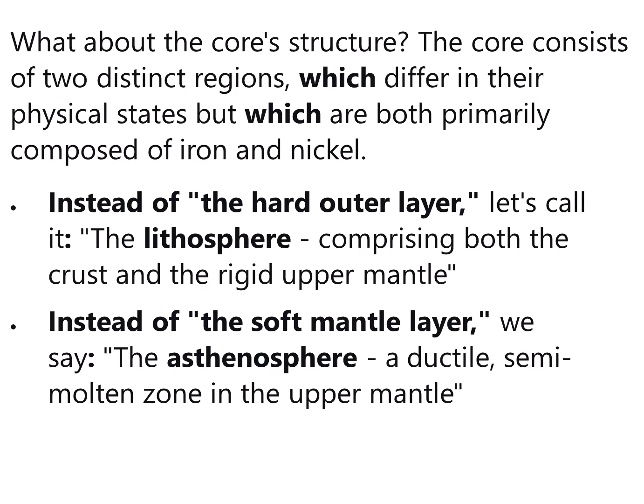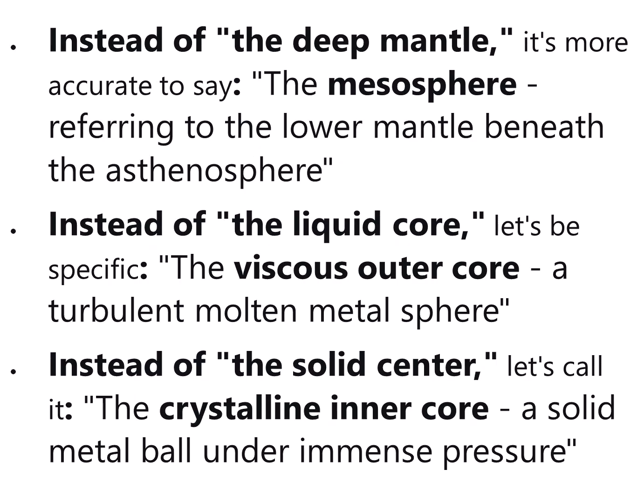Instead of the hard outer layer, let's call it the lithosphere, comprising both the crust and the rigid upper mantle. Instead of the soft mantle layer, we say the asthenosphere, a ductile, semi-molten zone in the upper mantle. Instead of the deep mantle, it's more accurate to say the mesosphere, referring to the lower mantle beneath the asthenosphere.